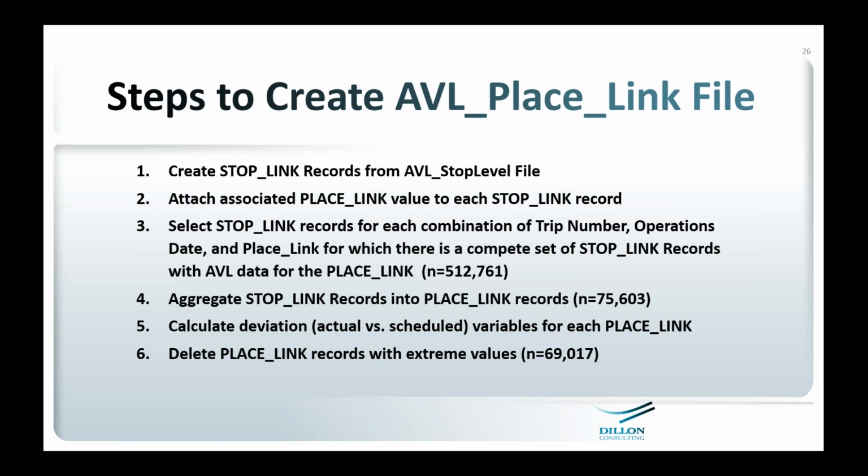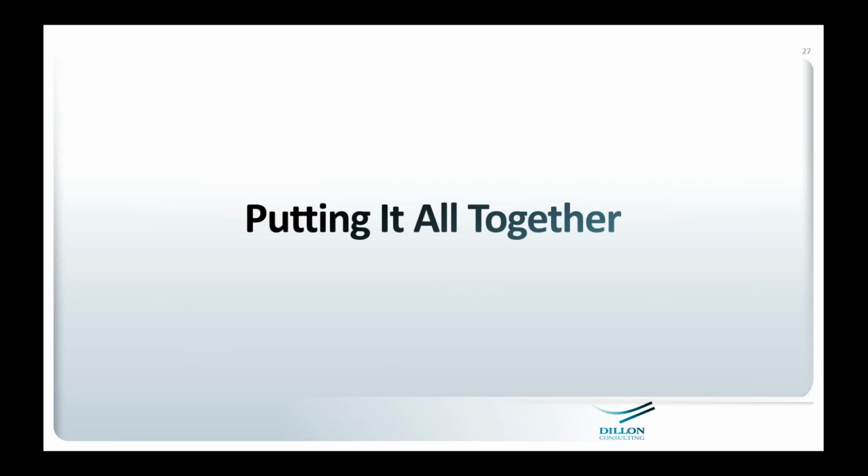And then we needed to aggregate the stop link records into this place link record. So that gave us a data set of about 75,000. Then we calculated the deviation between actual and scheduled variables, like the run times along the place link. And then we looked at the distribution of that and we got rid of extreme values, ones that made no sense, typically ones that were more than 3 standard deviations away from the mean. So that left us with about 70,000 records of place link data that we really wanted to analyze.